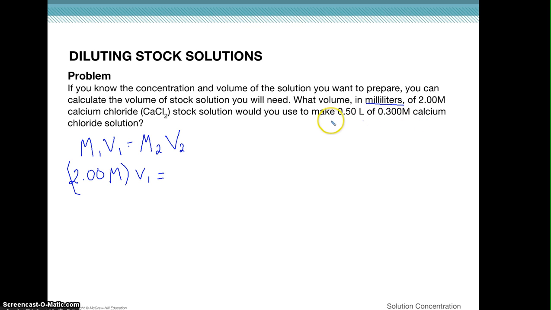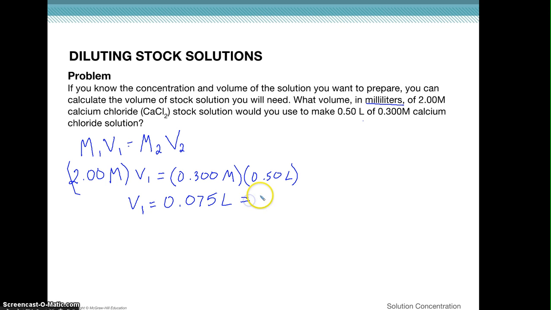So the M2 and the V2 are the molarity and the volume of the new solution you're trying to make. So our M2 is 0.300 molar. Our V2 is 0.50 liters. Okay, so we solve for V1 and we get 0.075 liters. Now the question specifically says in milliliters, so we want to convert our liters to milliliters by multiplying by 1,000: 75 milliliters.